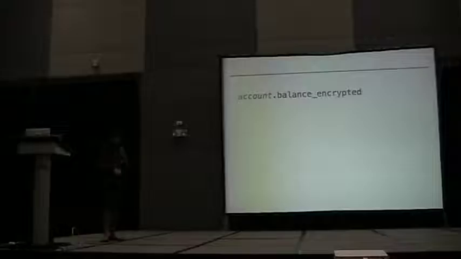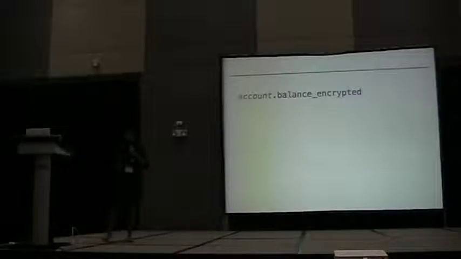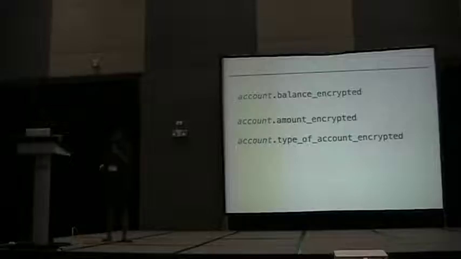Of course, I could write it as account dot get_encrypted and pass a balance parameter to it, but that's dependent on what I name my parameter. I want to make it very, very explicit that I want the encrypted balance to be sent back to me. I might want to do the same for, say, amount or account type or any other parameter that may or may not be defined on my account class, right?